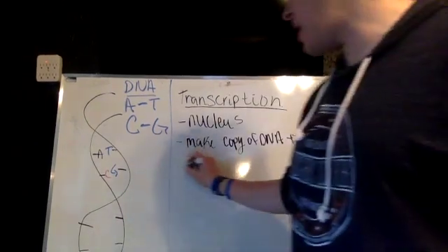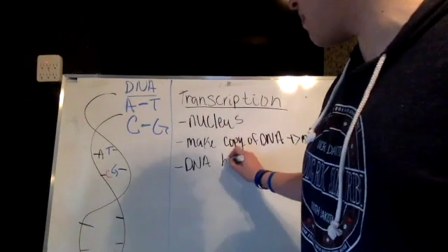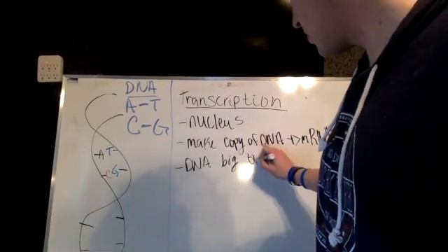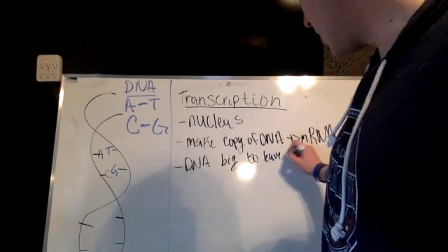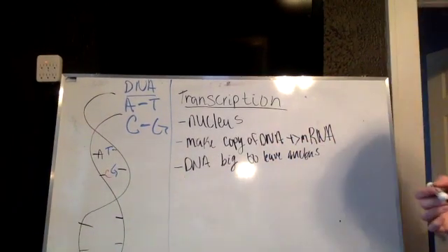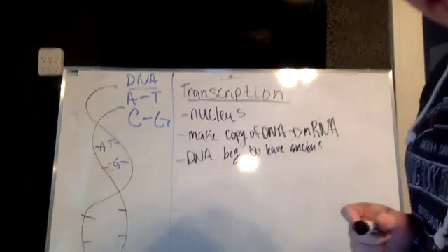Why do we need to make a copy of it? Because DNA, as a molecule, is too big to leave the nucleus. So we need to make a smaller copy of it. Okay, and then I'm going to kind of draw down here what's going to happen. That way you guys get a gist.